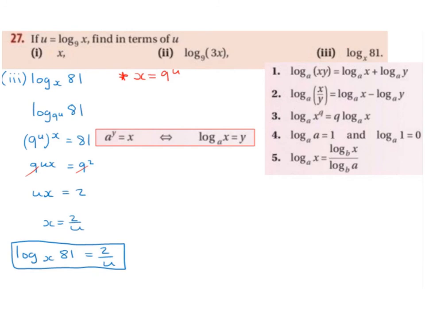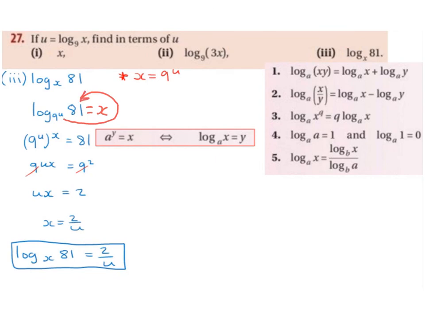Step 1 is I'm going to equal it to x. Step 2, I'm going to write in index form. So I'm going to have 9 to the power of u raised to the power of x is equal to 81. So that's using my scorpion tail method. So 9 to the power of u raised to the power of x is equal to 81.